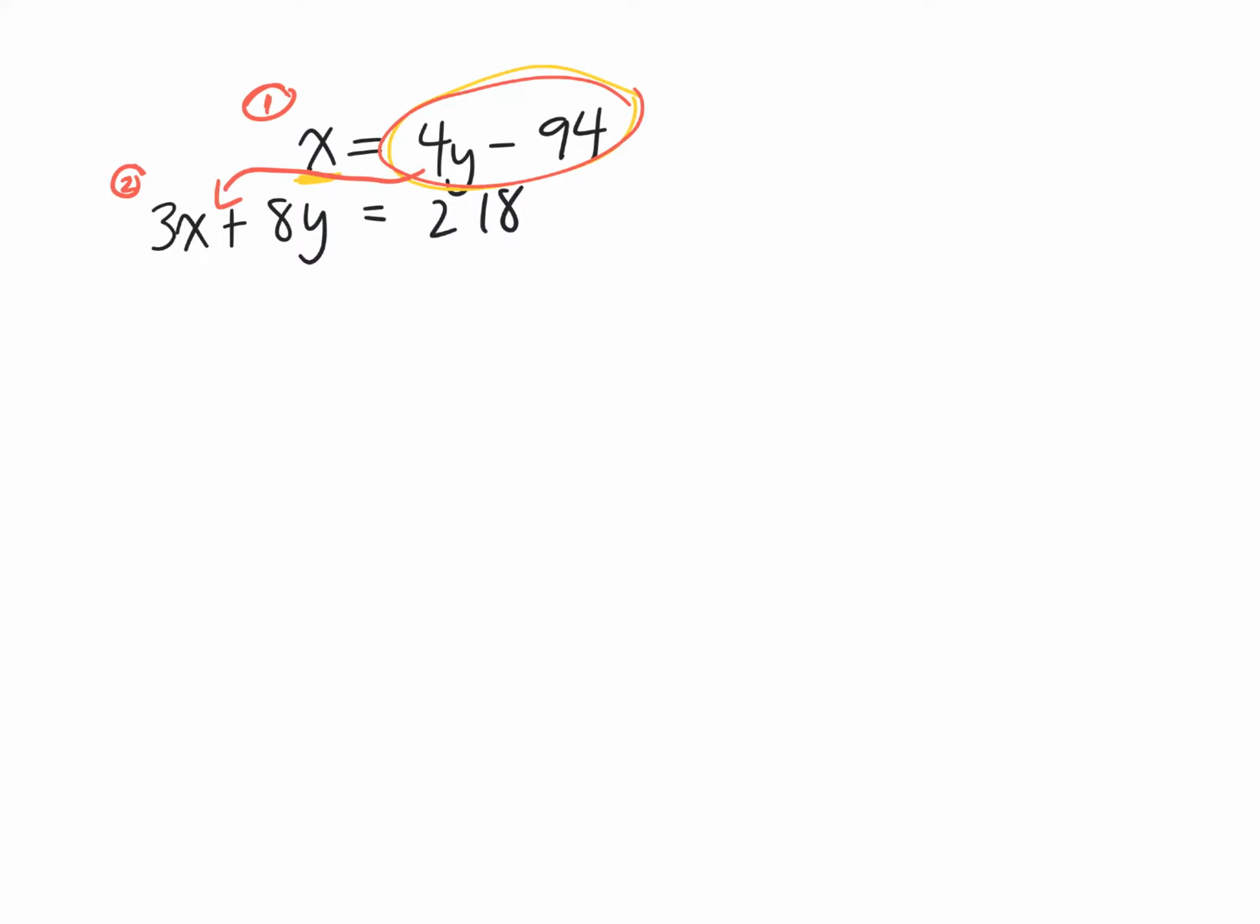Yeah. Okay, so that's substitution. You're substituting it in. So instead of writing x, you would write 4y minus 94 plus 8y equals 218. So the question says, after you substitute, what would the answer be once you expand?